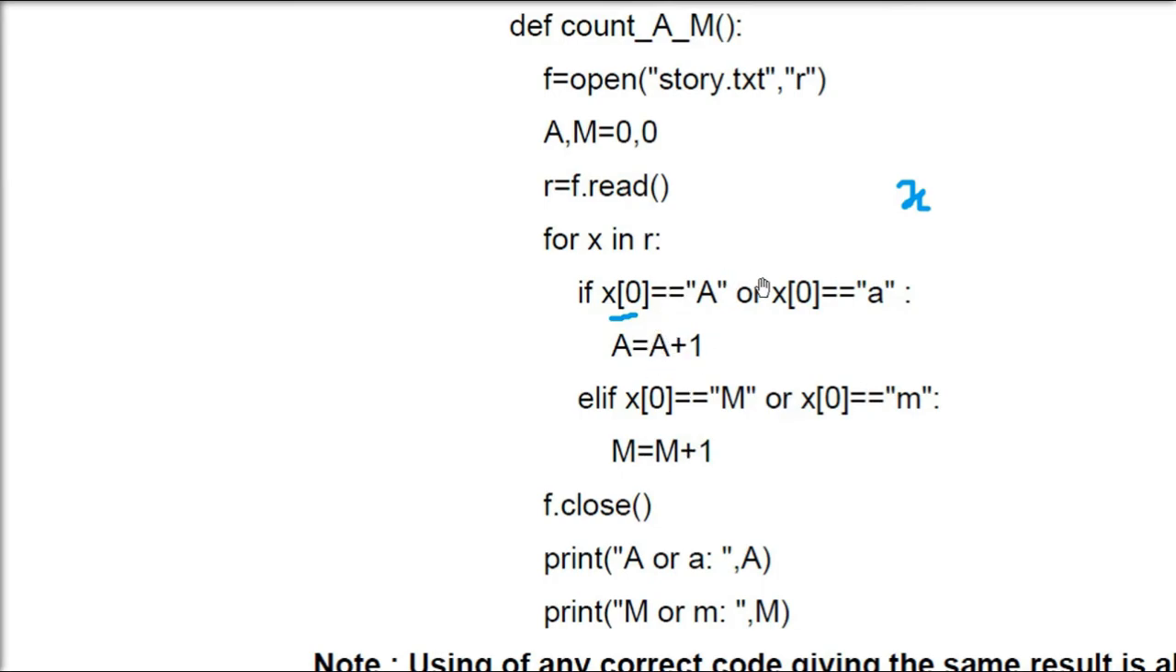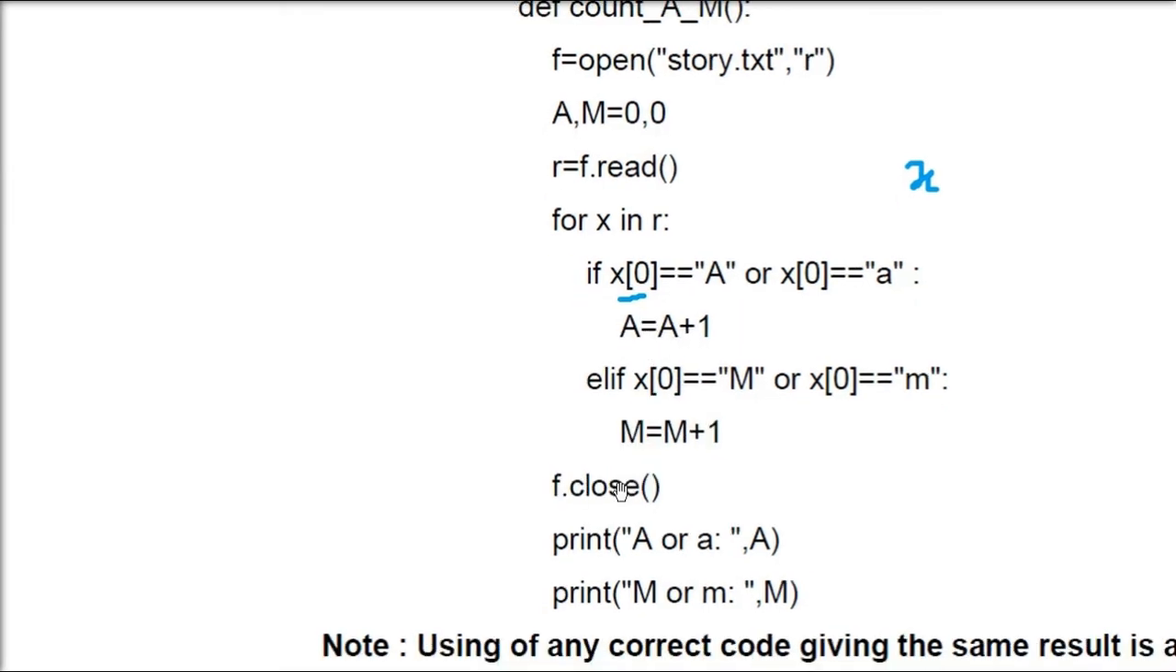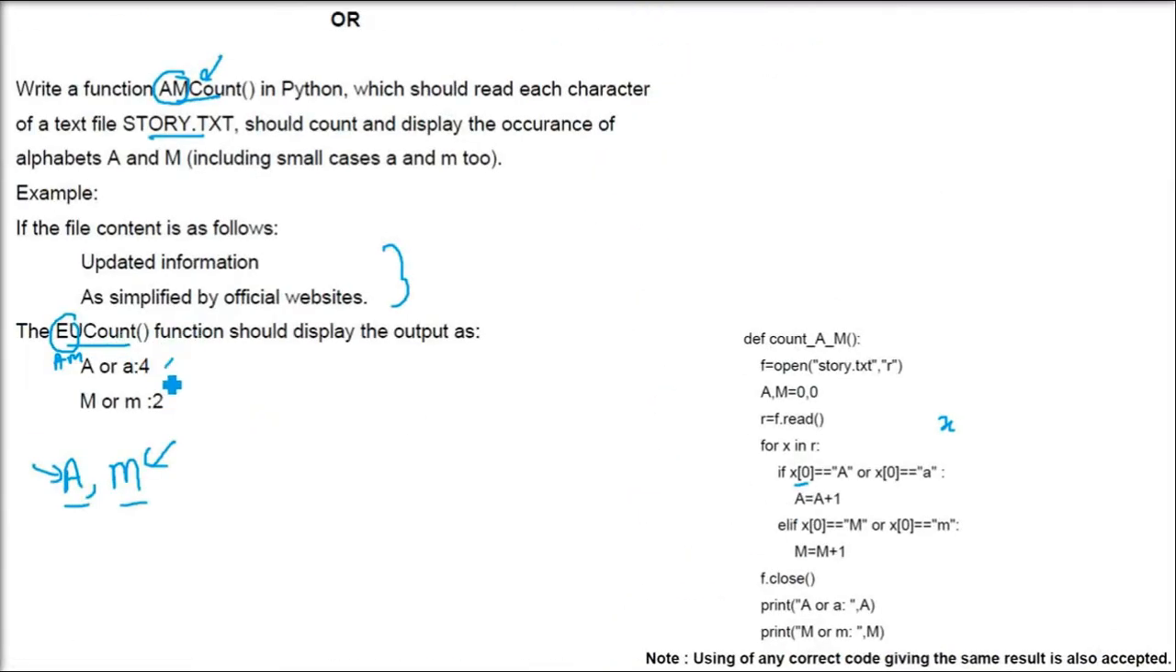M also, capital M, small m. So you have to check for both. Whenever A is coming, we increment A. Whenever M is coming, we increment M. Okay, and then we close it. Then we print A and we print M. This is the final solution.